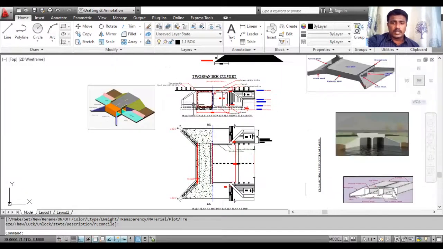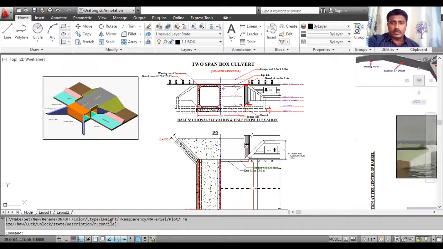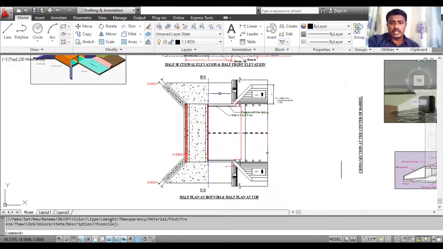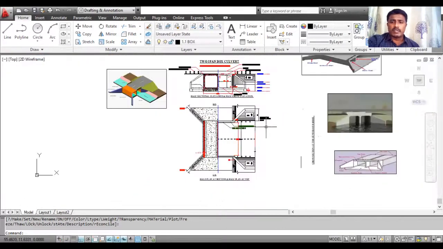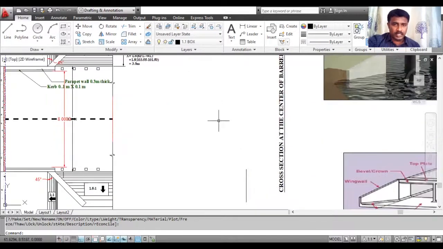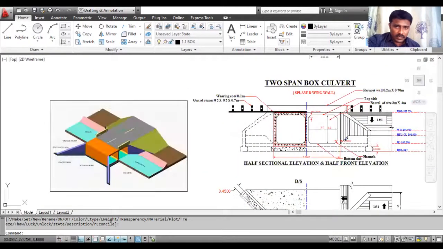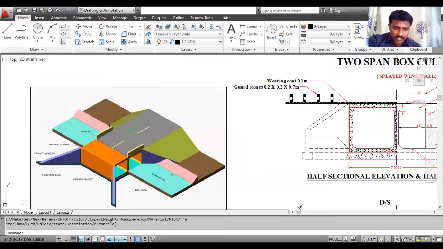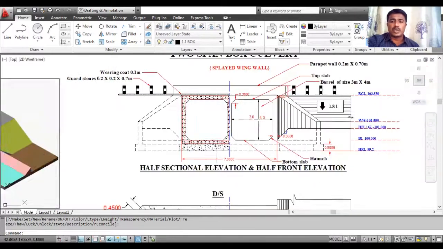So here this is the half sectional elevation. Here this is the half front elevation. Here this is the half plan at top, and this is the half plan at bottom. So finally, you draw the cross section at the center of the barrel. Here, at the center when you cut, which view is visible, what type of sections are visible, that you have to draw.